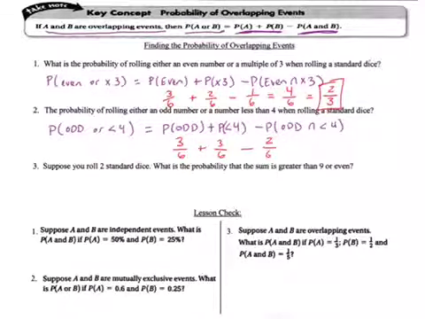So we'll go ahead and calculate this. We've got 3 plus 3 is 6, so 6/6 minus 2/6 is 4/6, which gives us 2/3.